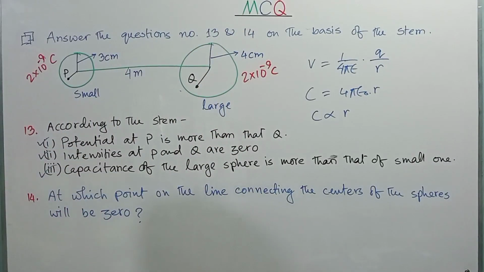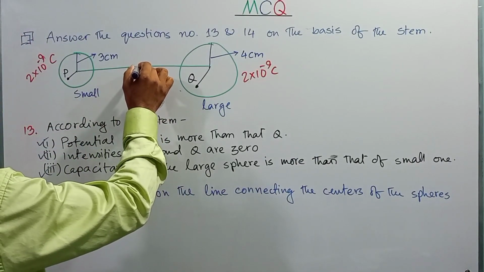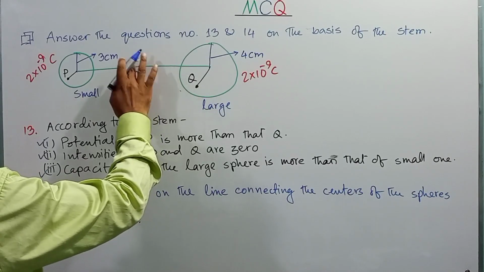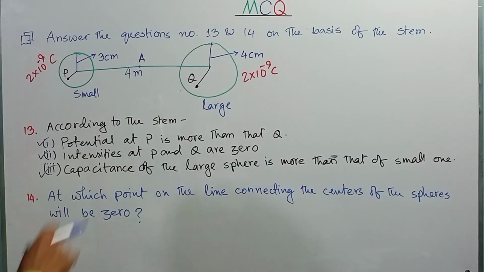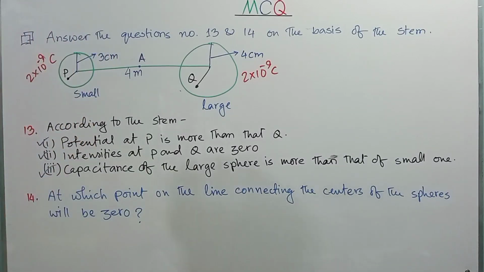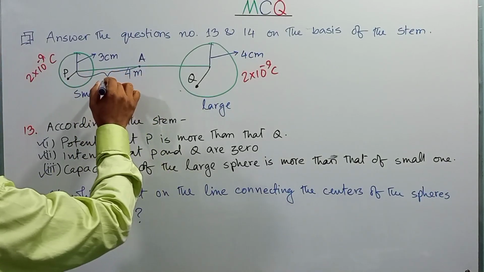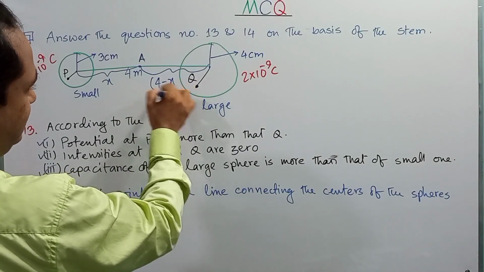Okay. In the next question, they asked at which point on the line connecting the centers of the two spheres the intensity will be 0. Dear student, suppose the point is A, where the intensity is 0, that is, the intensities of the first charge and the second charge are the same. So the resultant intensity will be 0 at point A. If the distance from the first sphere is x, then the distance from the second sphere will be 4 minus x, right?